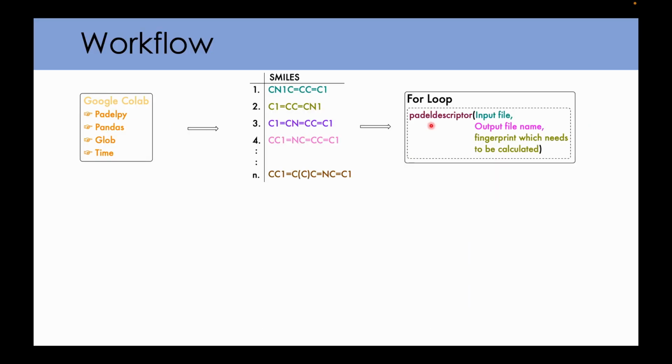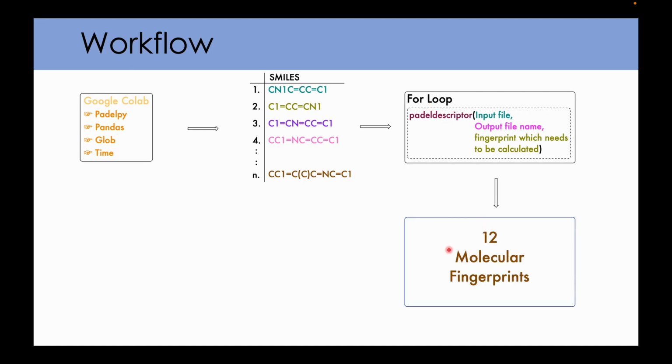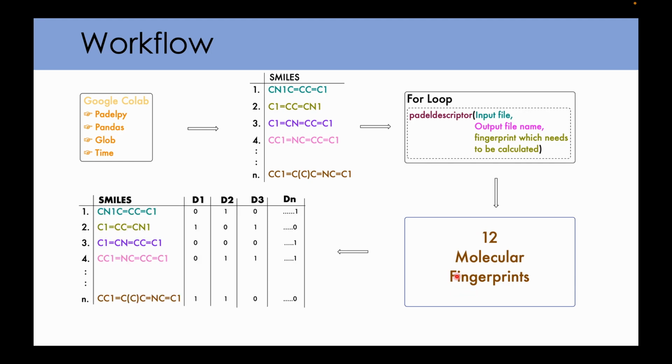After we have all the files in place, we will run a for loop and it will give us an output containing all the 12 molecular fingerprints. Now the output would look something like that, where we have SMILES and molecular fingerprints, and this is a format for one single fingerprint, and there will be 12 files similar to that. So without further ado, let's go back to our code.